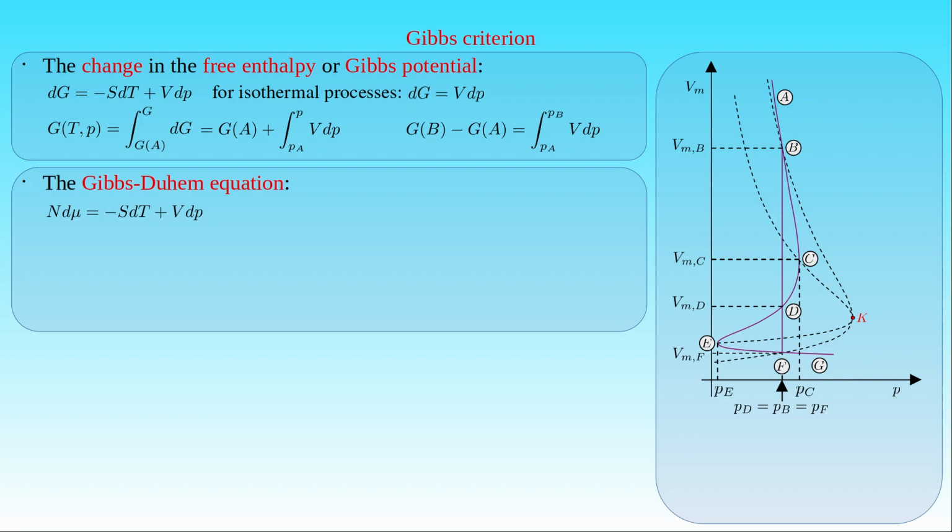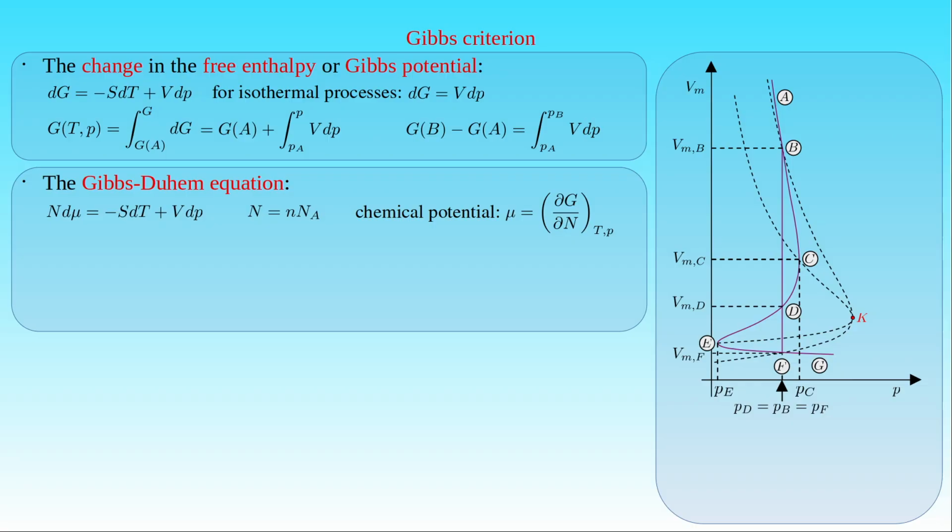the number of molecules N in the system times the differential of the chemical potential mu of the system is equal to minus the entropy S of the system times the differential of its temperature T, plus the volume V of the system times the differential of its pressure P. Here the number of molecules N is given by the amount of species n times the Avogadro's number Na, whereas the chemical potential mu can be expressed as the partial derivative of the Gibbs potential G with respect to the number of molecules N at constant temperature and pressure.